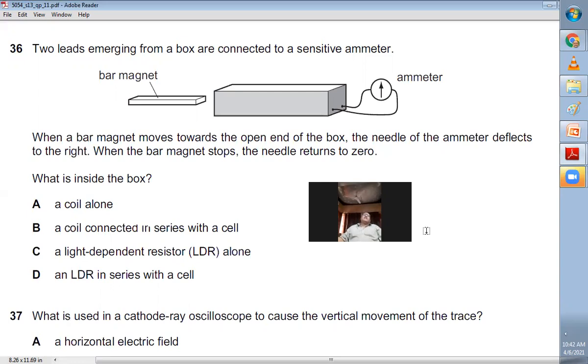What is in the box? I think a coil. So A is the choice.